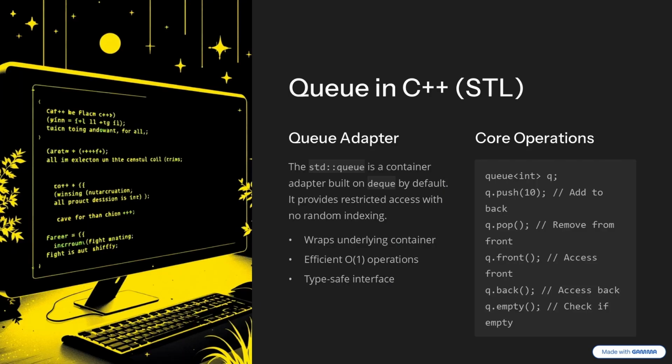In C++, we use the queue container from the STL. It is a container adapter built on top of Deque by default. You cannot access elements randomly. Only front and back are allowed. This enforces correct queue usage.